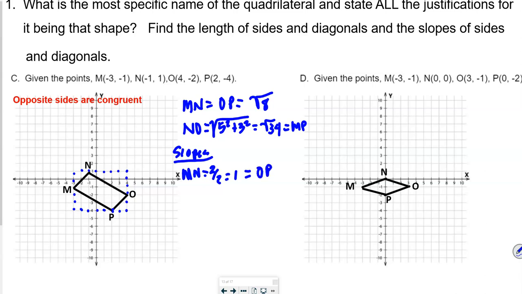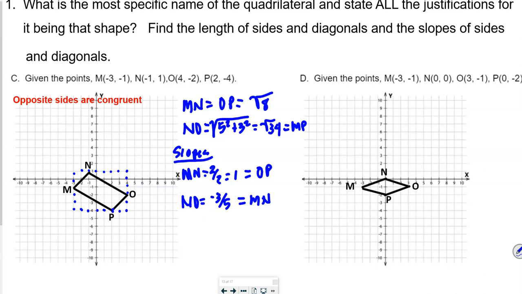And then we got NO. So on NO, it's falling from left to right, so it's going down 3, right? NO went down 3 and over 5. And that is the same as MP, isn't it? Okay, so is there any relationship there? Nope, so that doesn't help us at all.